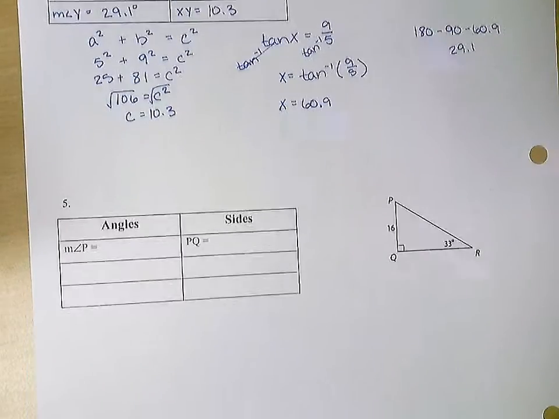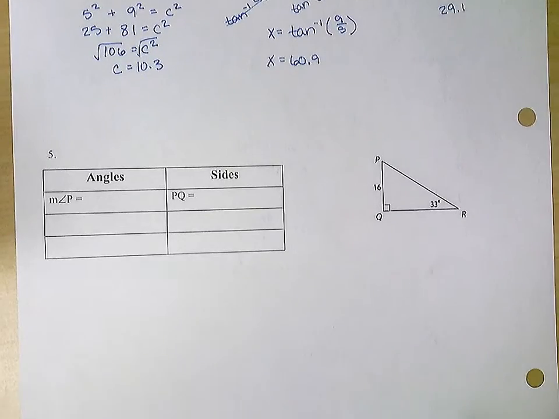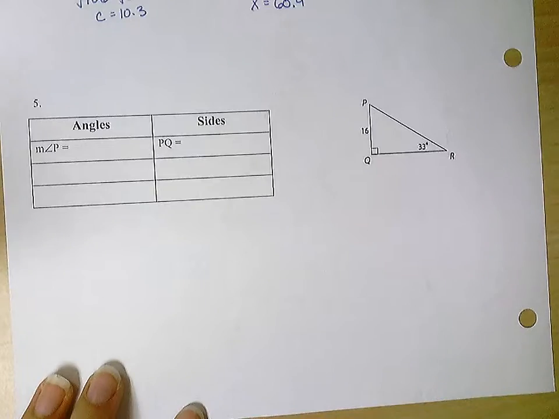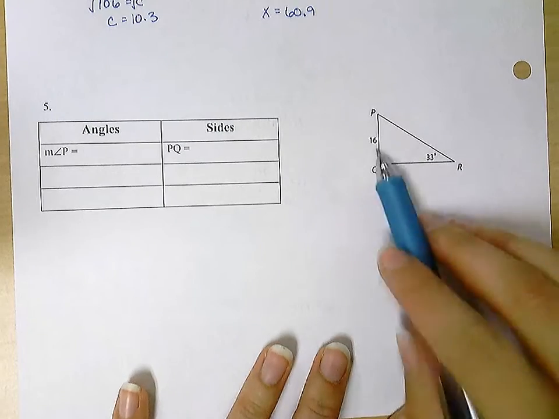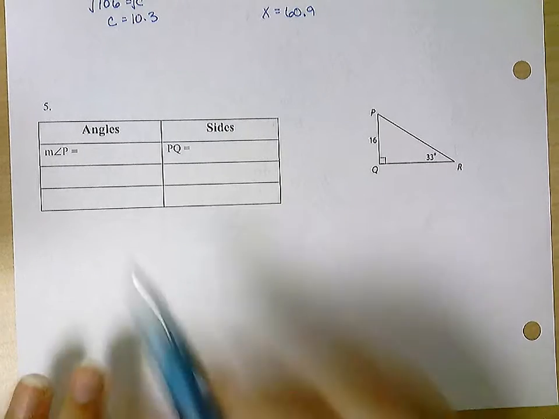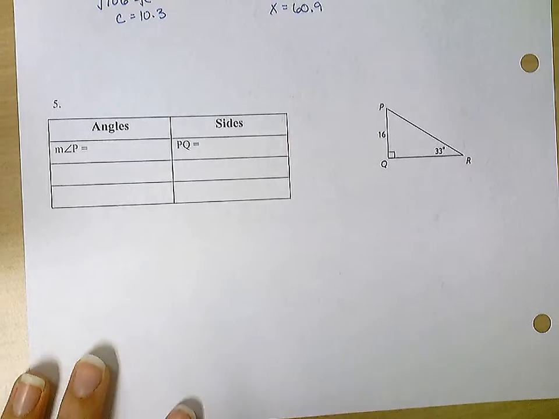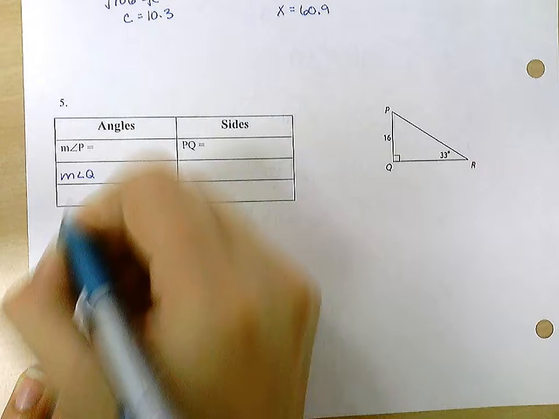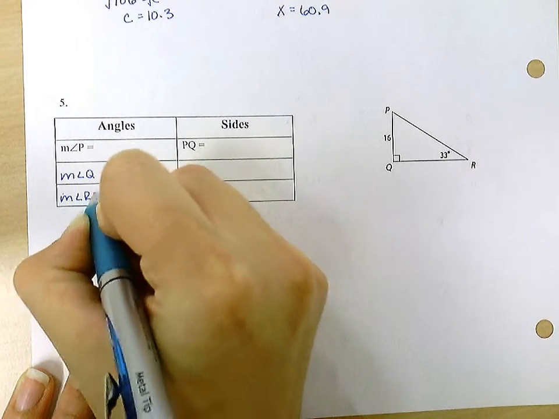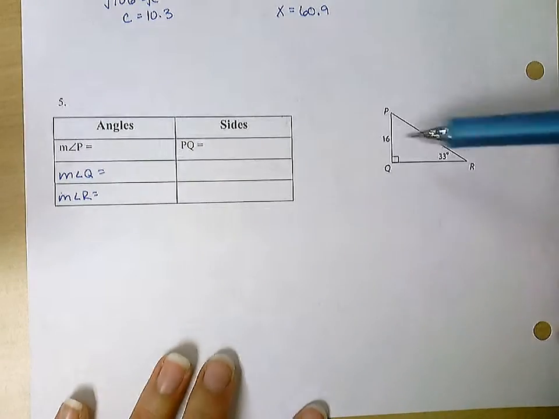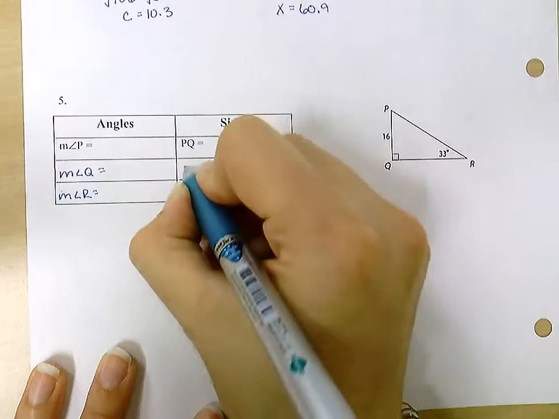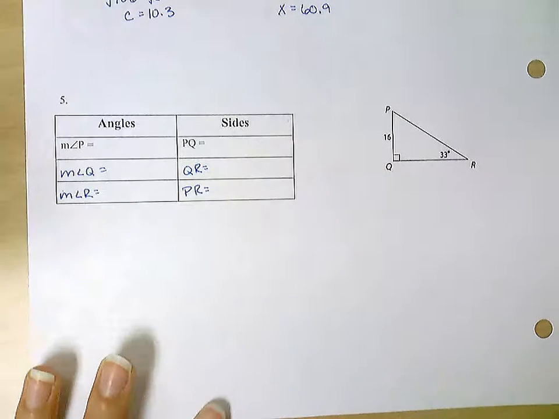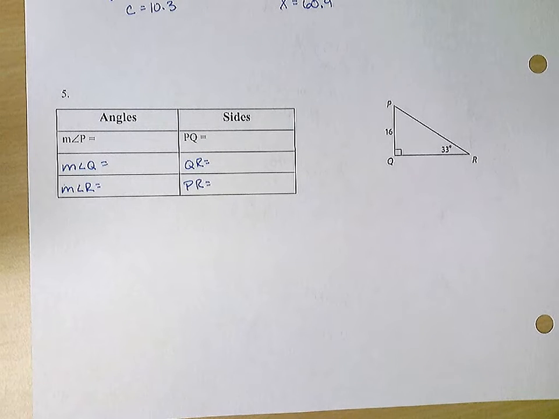Okay, I'm going to do one more. So we are still just solving this right triangle here. This one's a little bit different. This time you're given two angles and one side. I'm still finding all my angles and all my sides. So I need angle P, I need angle Q, and I need angle R. I need side PQ, I need side QR, and I need side PR. So you need all the angles, all the sides.